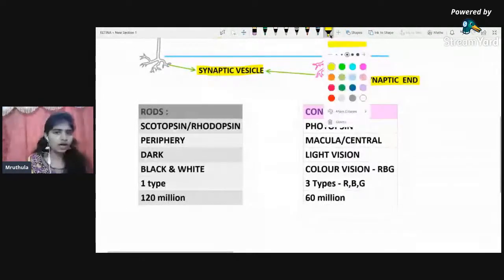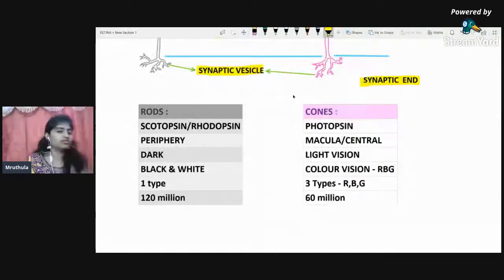So what about rods? Cones are meant for color vision, so the opposite is for the rods. Rods are meant for dark light vision or black and white vision. So rods are meant for dark, black and white, or dim light vision. And if cones are densely found in the center, then it's rods which are densely found in the periphery. Now, because cones are for color vision, we know there are three primary colors: red, blue, and green. Based on that, we have three different types of cones: red cone, blue cone, and green cone.